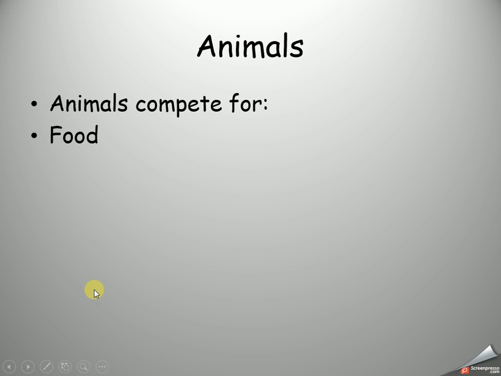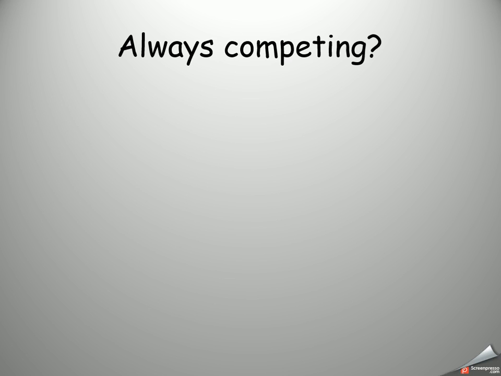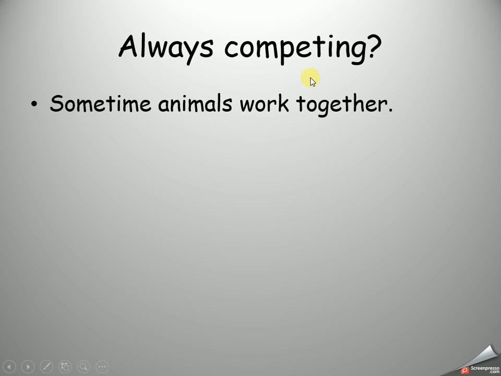Animals, on the other hand, compete for food. Yeah, they compete for water. They compete for territory. They also compete for mates as well. Like, remember the video I showed you guys on the bowerbird and how they decorate their nests, trying to get the other bowerbirds in. Yeah. Always competing? No. Sometimes animals work together, and this is called mutualism.